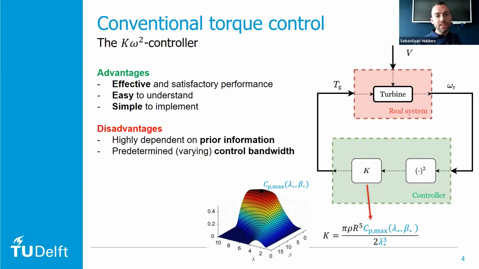As a result, we have a predetermined control bandwidth in the below rated operating region, although it's varying a little bit. As a consequence, this control structure is really inflexible, in the sense that you cannot tune anything. You just compute the K, you put in your rotor speed, and you end up using a static function, so nothing dynamic is going on in the controller, to end up with your generated torque, TG.